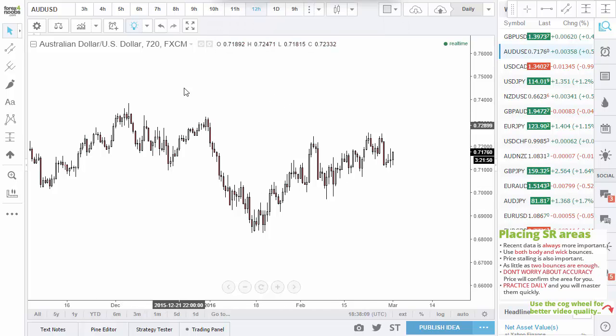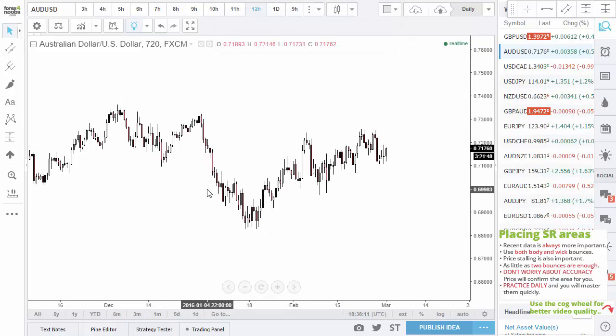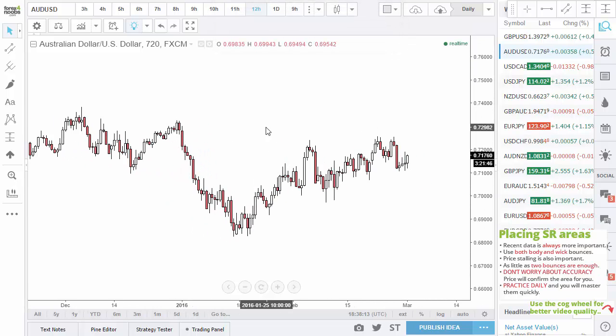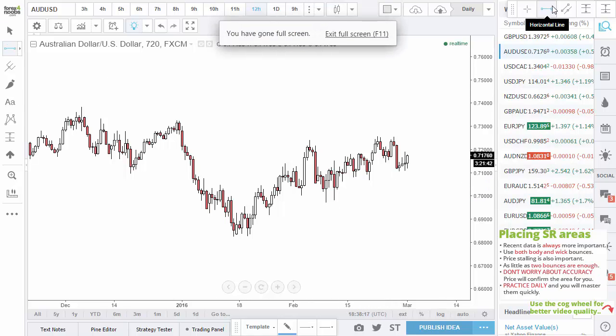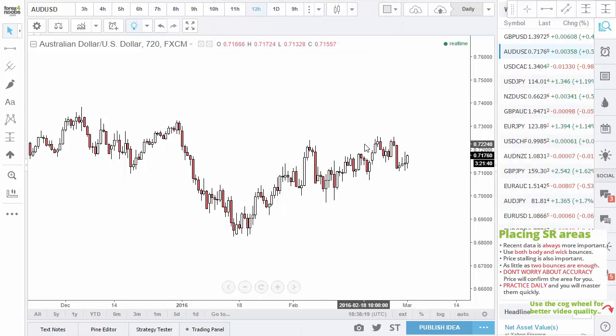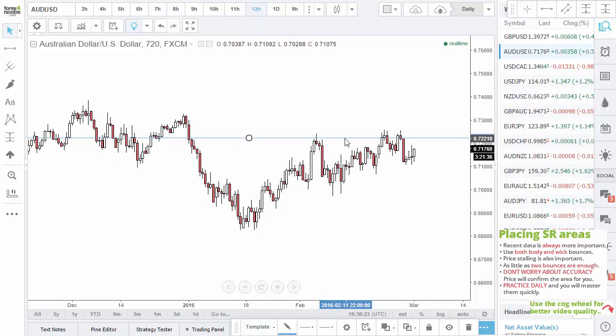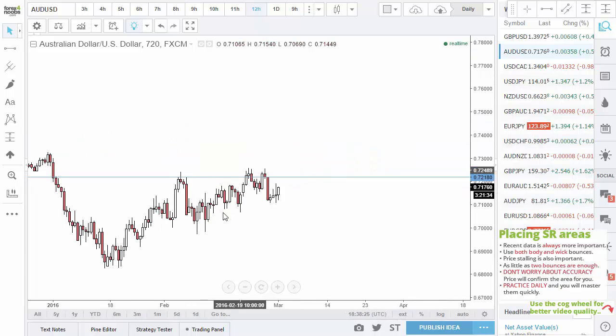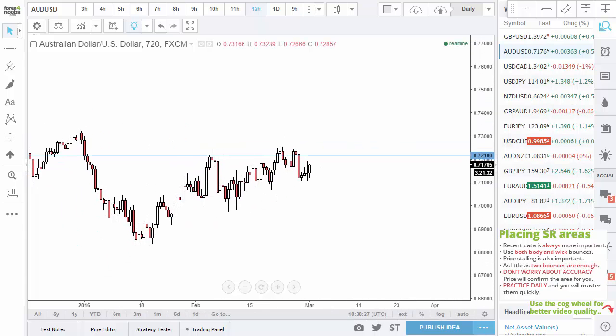This is the 12-hour time frame. We're switching between 12-hour and daily. I place my support resistance areas on 12-hour and daily. So where am I placing the first support resistance area? It stands out, it's very, very obvious. First support resistance area is going there. Why is it going there?